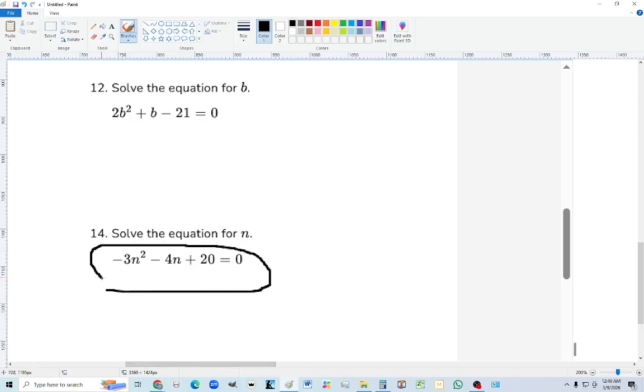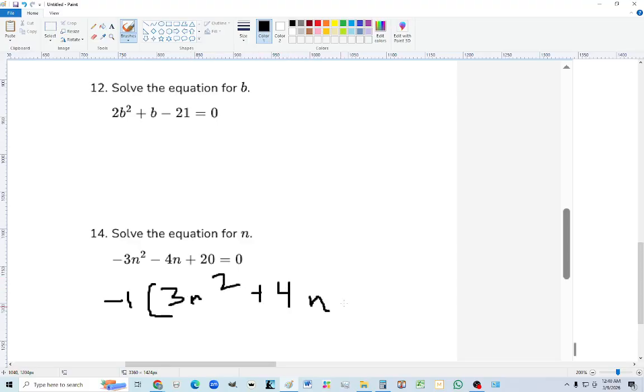This is similar. Nothing factors out, but you can take out the minus. But you're left with 3n squared plus 4n minus 20. So you're looking for a number that multiplies up to minus 60 and adds up to 4, and they're going to be very close together because that's small. So 15 and 4 doesn't work. 6 and 10.